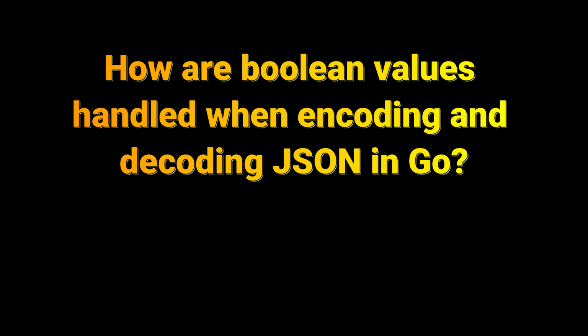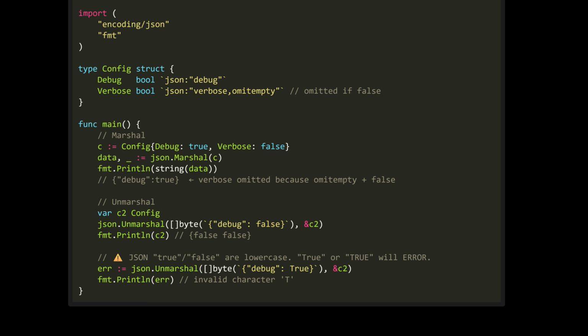Question: how are Boolean values handled when encoding and decoding JSON in Go? Answer: in Go, Boolean values in JSON are handled by the encoding/json package. When you marshal a struct to JSON, a bool field becomes true or false in lowercase. If a bool field is false and has the omitempty tag, it is left out of the JSON output. When you unmarshal JSON into a struct, missing Boolean fields are set to false by default. JSON only accepts lowercase true and false.